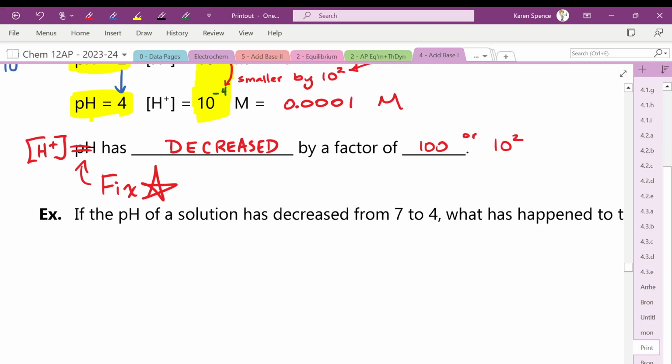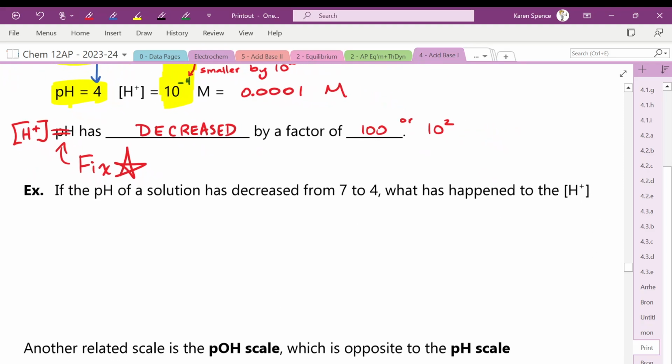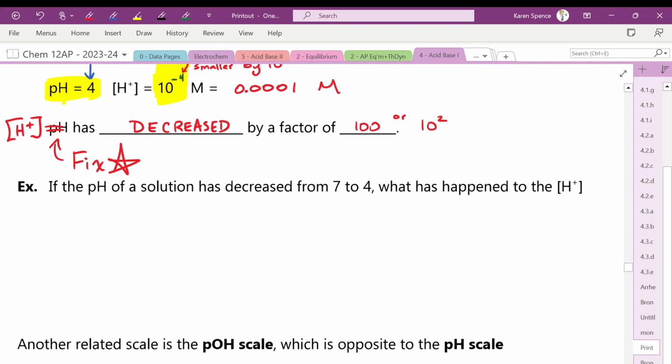Do you guys want to try the next one on your own? If the pH of a solution has decreased from 7 to 4, what has happened to the hydrogen ion concentration? Try that one on your own.